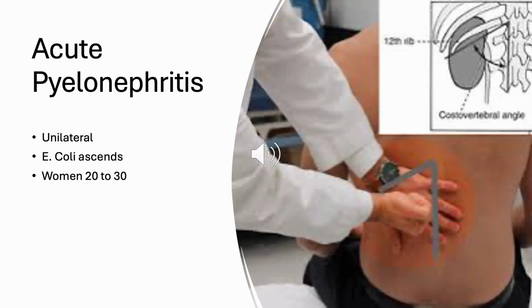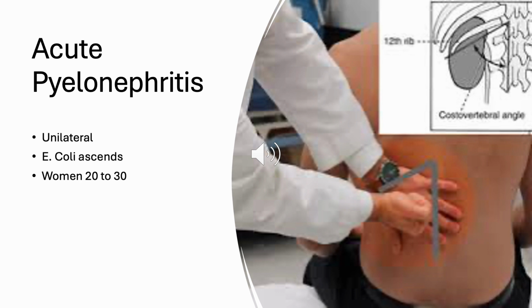Acute pyelonephritis means somebody has an infection of the kidney. Pyelo means the pyramids of the kidney, so in the renal pelvis. It's usually one-sided when it's acute. The E. coli ascends up the ureter or makes it all the way to the kidney pelvis. Usually it's women 20 to 30, so they need to be taught to void before and after sex.